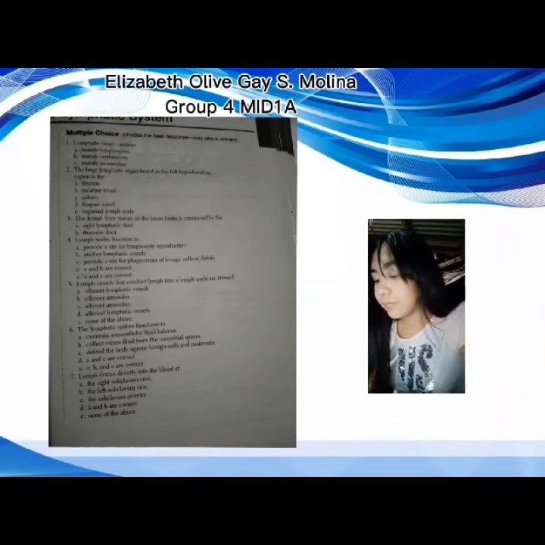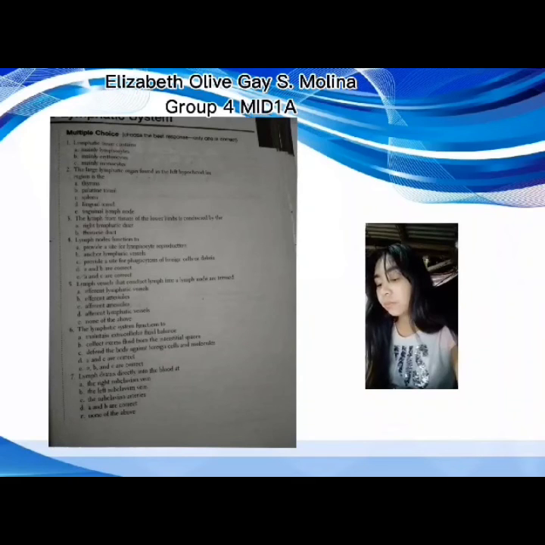Number 5. Lymph vessels that conduct lymph into a lymph node are termed: A. Efferent lymphatic vessels, B. Efferent arterioles, C. Afferent arterioles, D. Afferent lymphatic vessels, and E. None of the above. The answer is letter D. Number 6. The lymphatic system functions to: A. Maintain extracellular fluid balance, B. Collect excess fluid from the interstitial spaces, C. Defend the body against foreign cells and molecules, D. A and C are correct, and E. A, B, and C are correct. The answer is letter E.